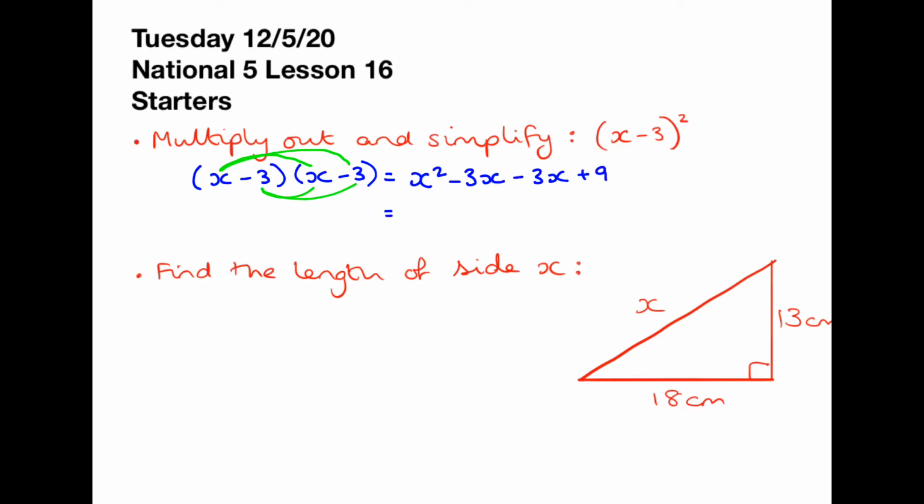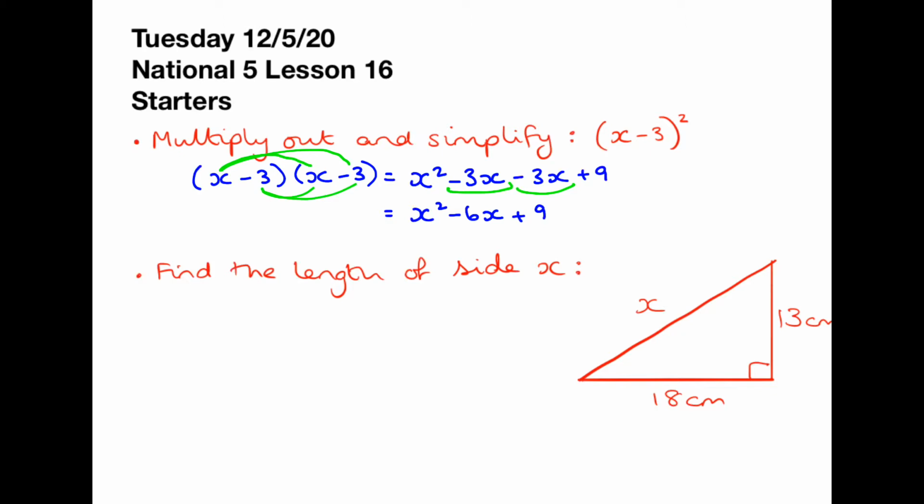And then if we simplify, we've got x squared, and then we've got minus 3x, minus another 3x gives us minus 6x, and then we've got our plus 9 on the end. Okay, so that's it simplified as far as it'll go. Next question, find the length of side x.